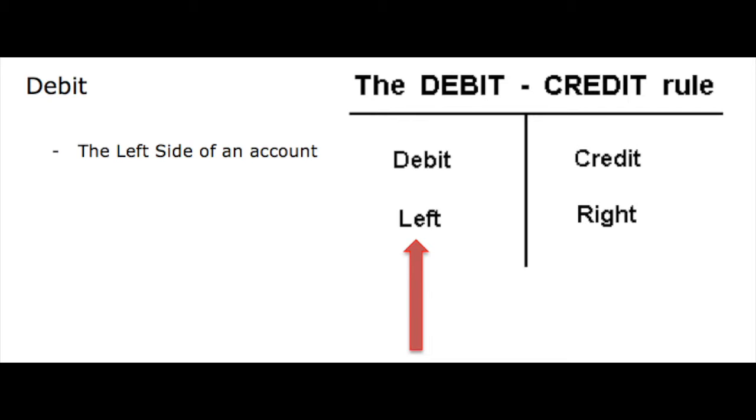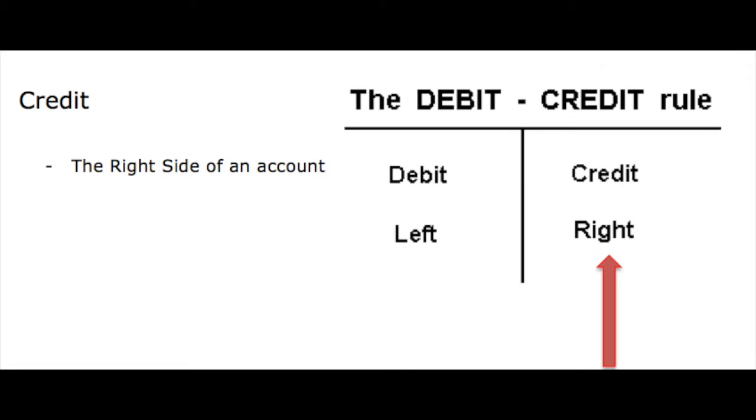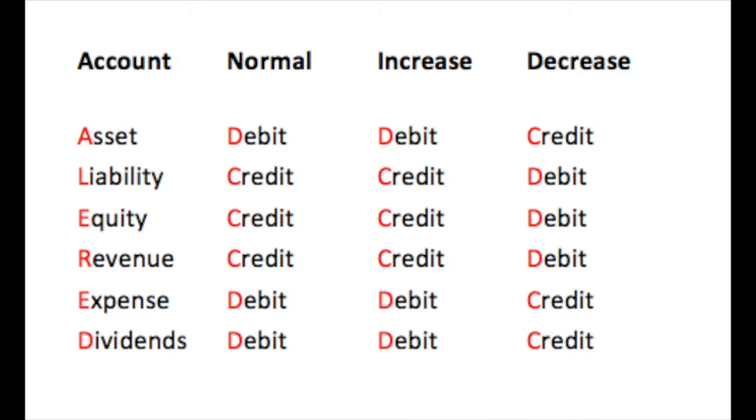The term debit simply means the left side of an account, while the term credit simply means the right side of an account. This table is a summary of how debits and credits change in different accounts. To remember this table, all you need to remember is ALE RED for the accounts, and for the normal balances you need to remember DCCC, because the normal balance and the increased balance is the exact same and the decreased balance is the exact opposite. Now we'll move on to an actual example.